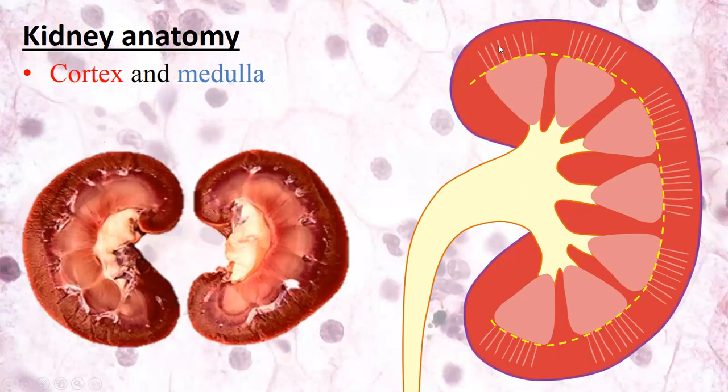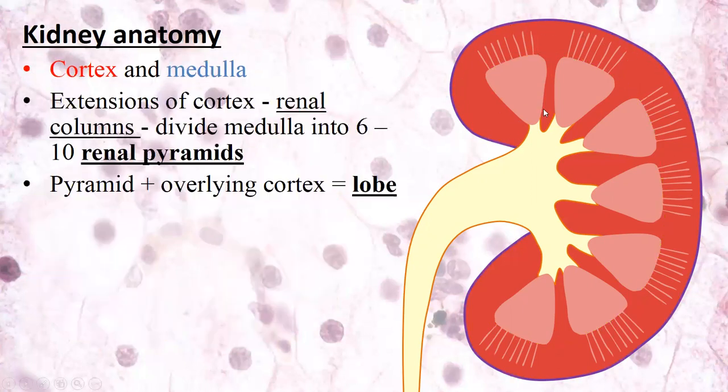And entire kidney is covered by the renal capsule. It's dense fibrous connective tissue which covers renal tissue. So extensions of cortex, renal columns, they divide medulla into renal pyramids, or they separate neighboring pyramids. And here we can see that pyramid and region which surrounds this pyramid is called renal lobe.